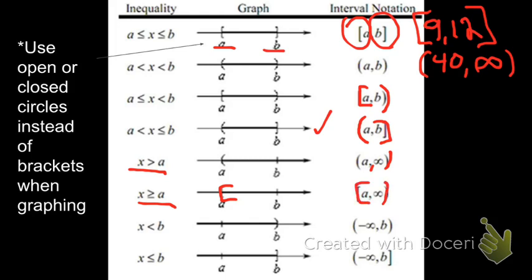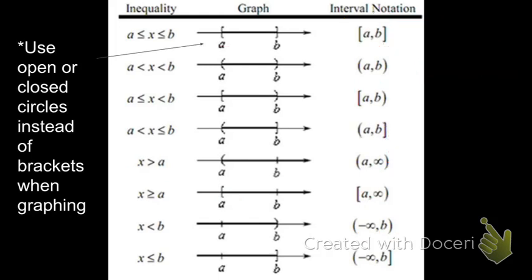I call it a hard bracket, as opposed to a parenthesis. All right, and it could also be if you're talking about all numbers less than B, then you want to go from negative infinity to B. When you use this interval notation, you always want the number that's less on the left and the number that's greater on the right. All right, and we'll do some examples. I'm sure you'll get the hang of that.